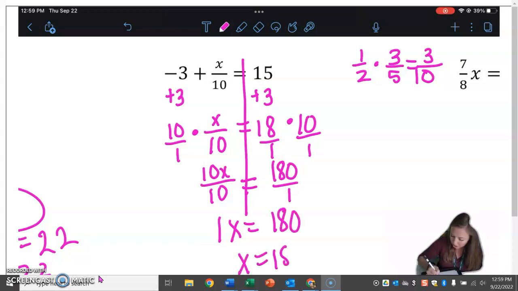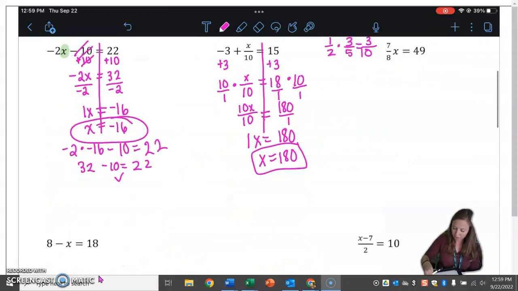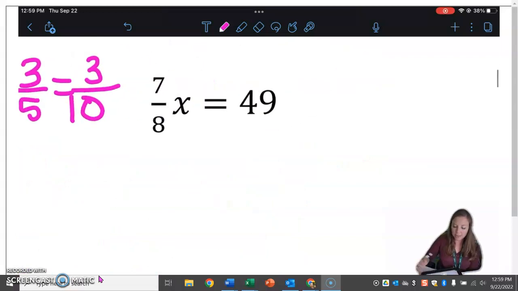So for this one, we get 180. All right. This is still, oh, we have like 2 more short ones. Okay. So for this one here, 7/8 x equals 49. We're still going to multiply by the reciprocal.